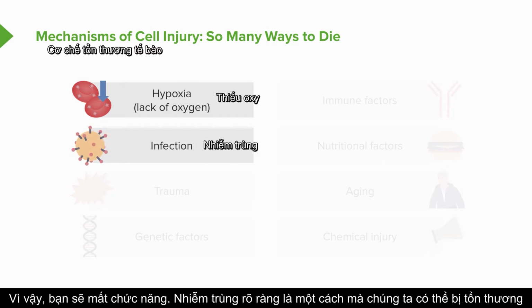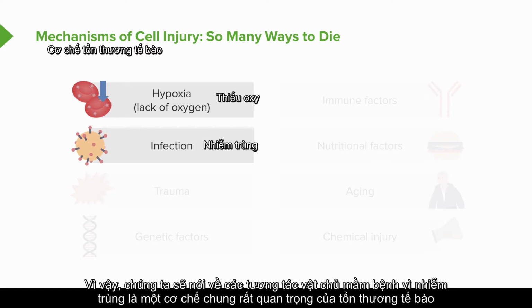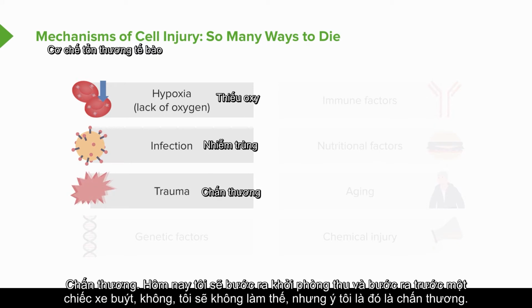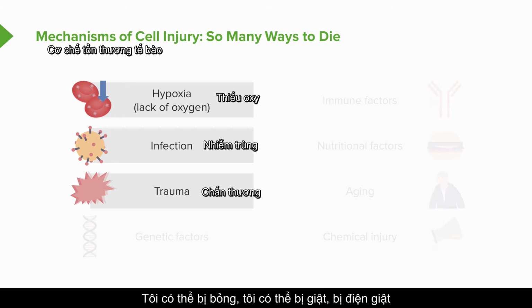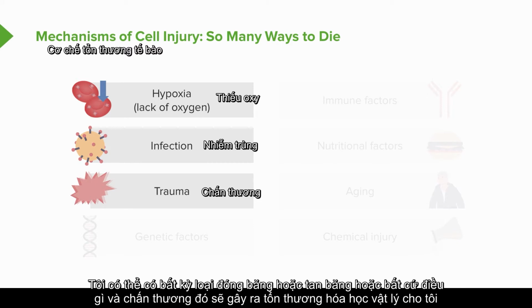Infection is clearly a way that we can have injury. So we'll talk about pathogen-host interactions because infection is a very important kind of general mechanism of cell injury. Trauma, clearly. I will walk out of the studio today and step in front of a bus. No, I won't. But I mean, that's trauma. I could get burned. I could get zapped, electrocuted. I could have any variety of freezing or thawing or whatever. And that trauma will cause physical chemical injury to me.